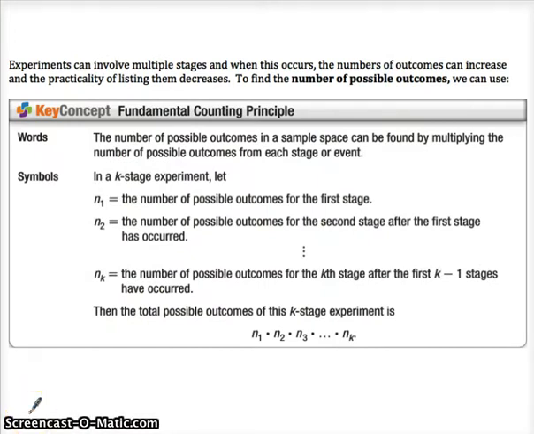Experiments can involve multiple stages, and when this occurs, the number of outcomes can increase, and the practicality of listing them is crazy. So to find the number of possible outcomes, we can use the fundamental counting principle. The number of possible outcomes in a sample space can be found by multiplying the number of possible outcomes from each stage. So if we were going to roll two dice, your standard six-sided die, roll one has 6 outcomes, roll two has 6 outcomes. If we were going to roll that one die twice, how many ways can this whole thing turn out? There should be 36 ways that could possibly happen.